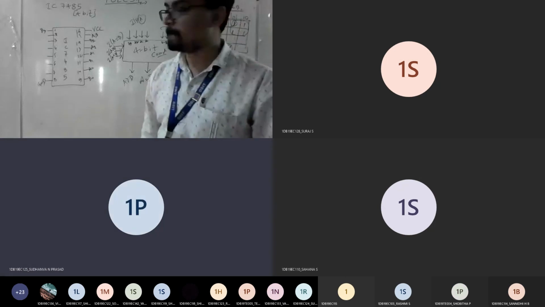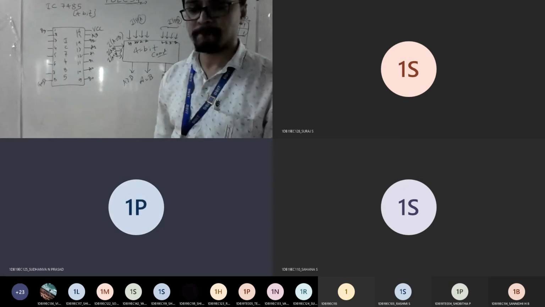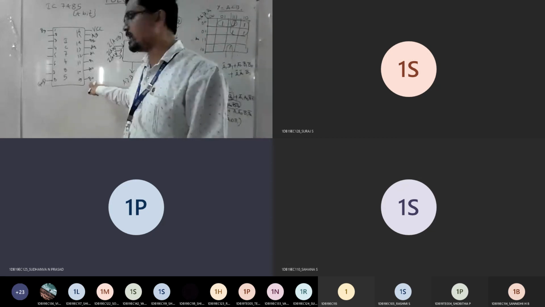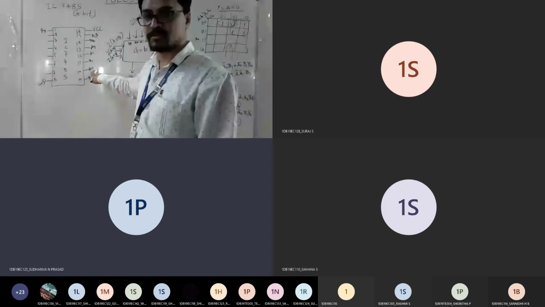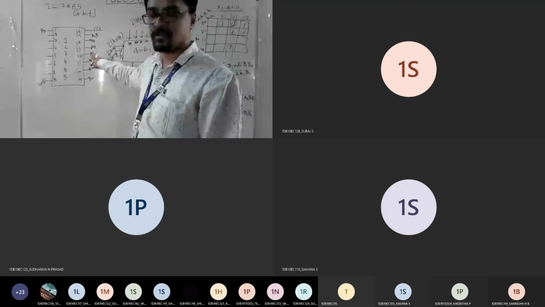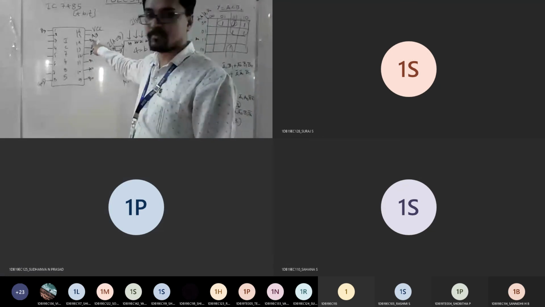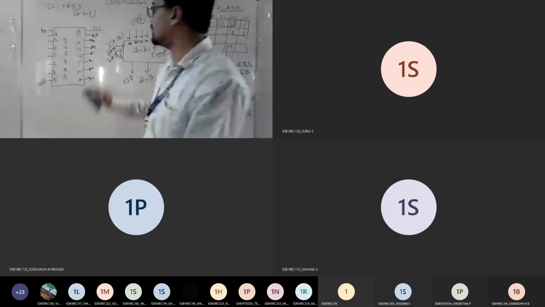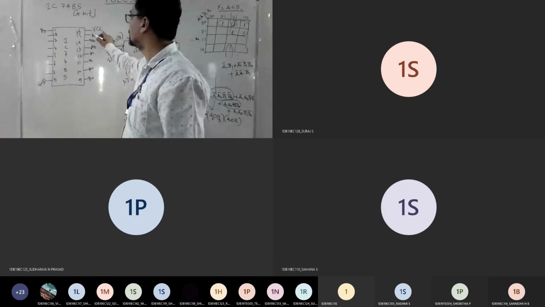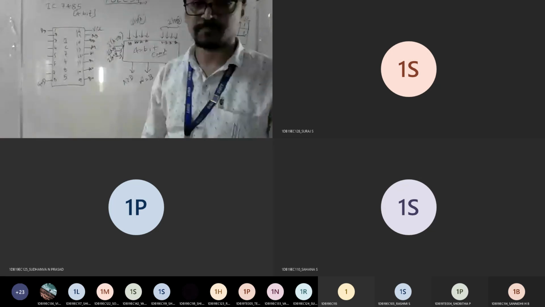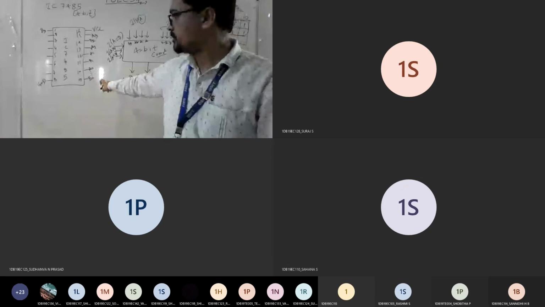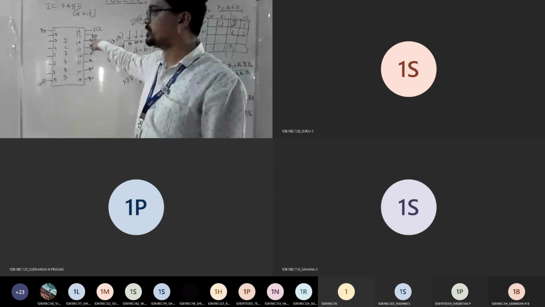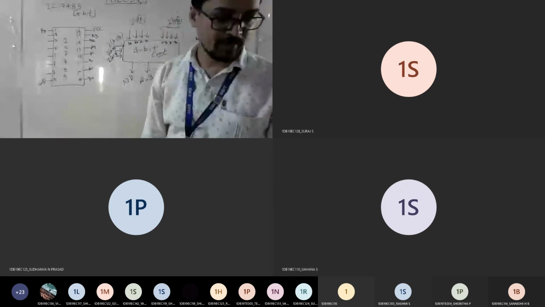Excuse me, sir, can you repeat the connection after pin 9? It is somewhat blurred. B0, A0, next B1, A1. Then 13 is A2 and 14 is B2. And pin number 15 is A3. So B3 is at pin number 1. Is it done this much? B0, A0, B1, A1, then it is reversed: A2, B2, A3, B3. Okay?